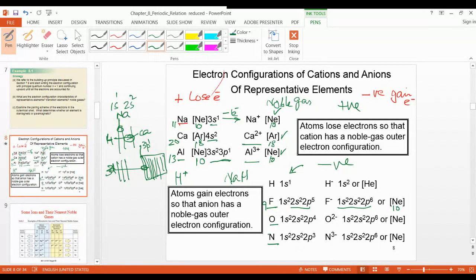O2 minus, how many electrons does it receive? 2 electrons. To get noble gas configuration, again 10. So you can write neon. This is also again 10. You will write neon. So do you understand this? How will these cations and anions have the noble gas configuration? Any point which is not clear, please ask me now. These are important.